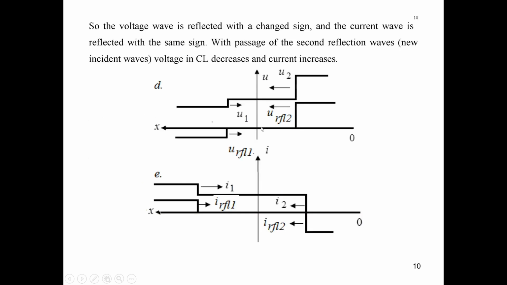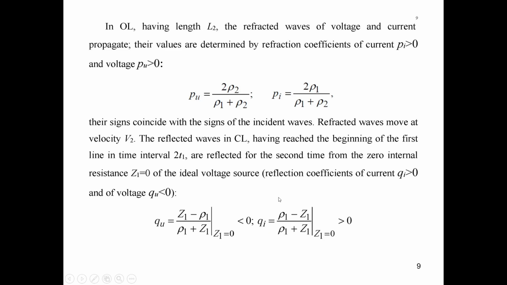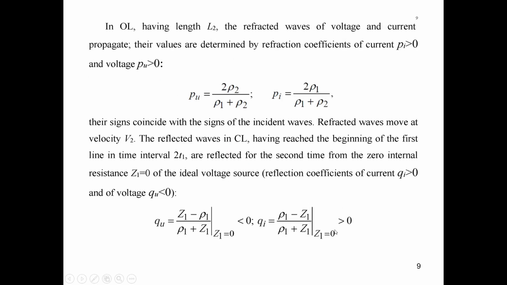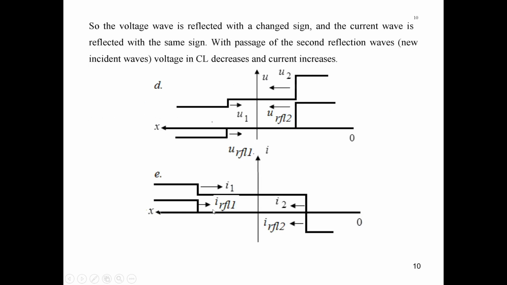So, you see here, as ρ1 is less than 0, the refracted wave will have the opposite sign in comparison with the incident wave, so it will be less than the incident wave here. For current it is vice versa: as ρ1 is greater than 0, tends to 1, the reflected wave will have the same sign as the incident wave, and therefore the resulting wave of current will be greater than the incident wave.